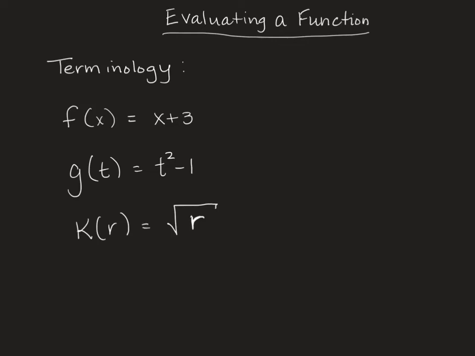Today we're going to be talking about evaluating a function, and I wanted to go over some basic terminology. This here is read f of x, this one is read g of t, and this one is read k of r. This first part here is the function's name, so when I refer to it, maybe I say g of 3. What that's telling me is to go to the g function and replace this variable with that number. So I would then write 3 squared minus 1, and I can solve it, okay?